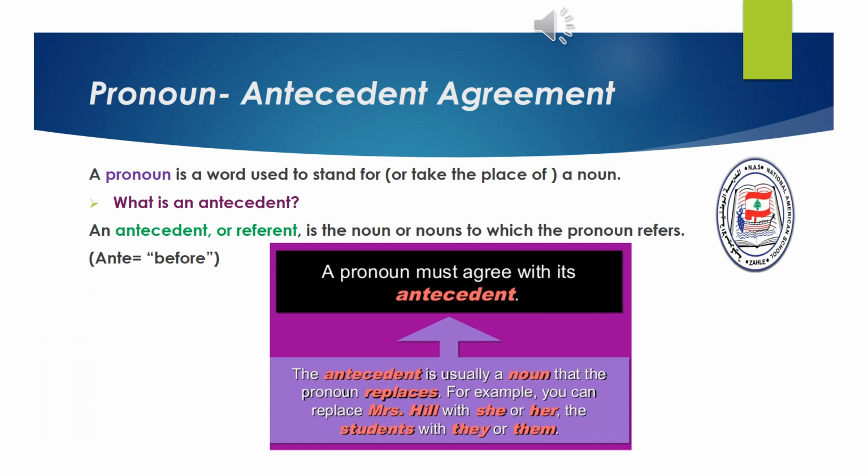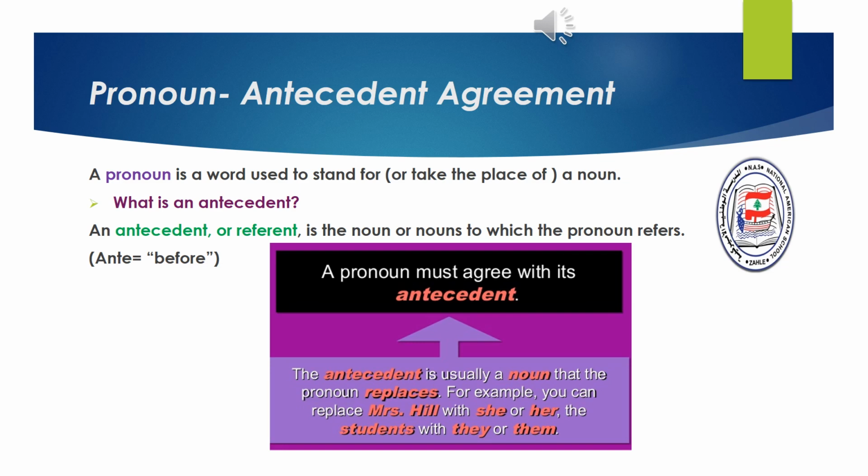Let's remember from last week's video, what is a pronoun? A pronoun is a word used to stand for or take the place of a noun. Writers use pronouns to keep from using the same noun over and over again. What is an antecedent? An antecedent or referent is the noun or nouns to which the pronoun refers.